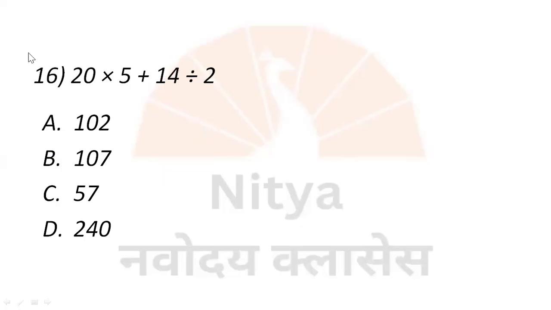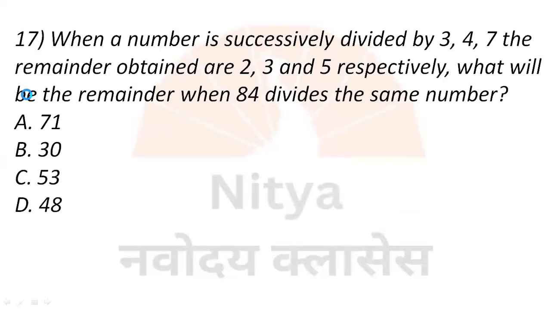Okay, next one. 17. When a number is successively divided by 3, 4, 7, the remainders obtained are 2, 3 and 5 respectively. What will be the remainder when 84 divides the same number? Okay, see here. The question says successively divided. Successive division means that the quotient of a division is taken and used as the dividend in the next division.